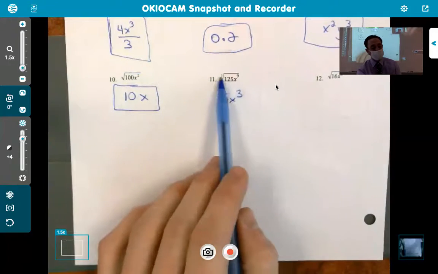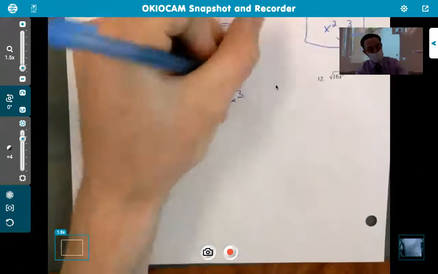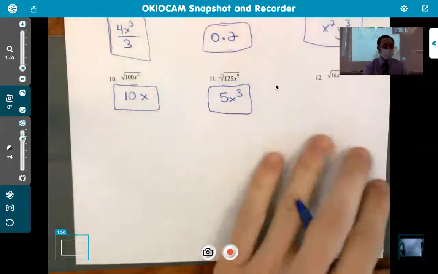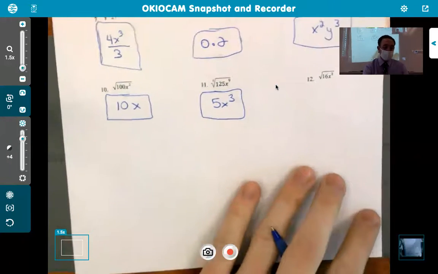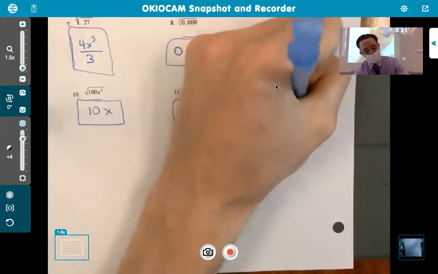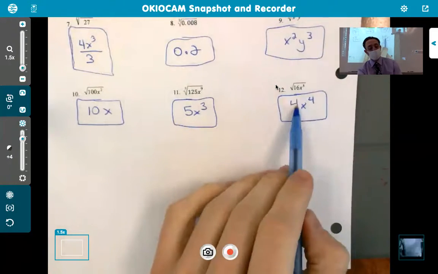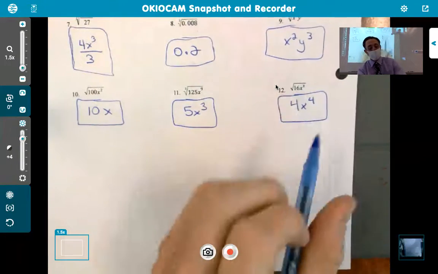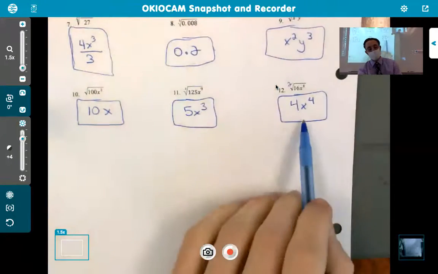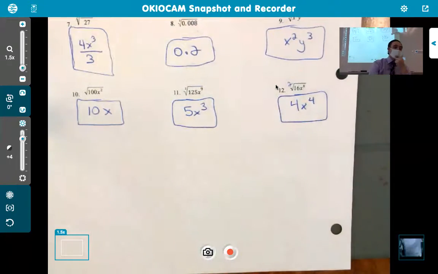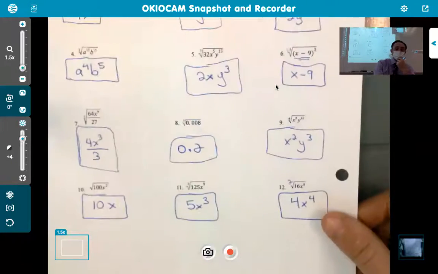And then x to the 9th divided by 3. That's how I get the x cubed. And then number 12. 4x to the 4th. Good. So the square root of 16 gives me the 4. Then x to the 8th divided by that index of 2 is x to the 4th. Any questions about 10, 11, or 12, or anything from this practice?